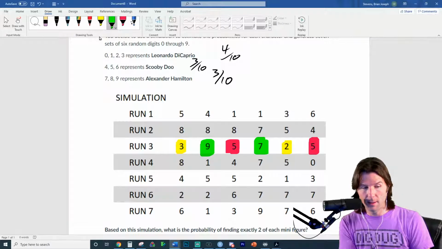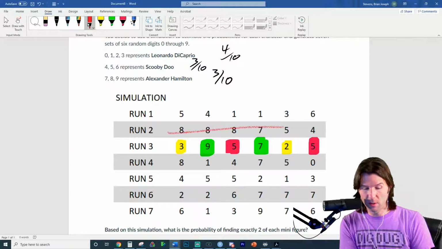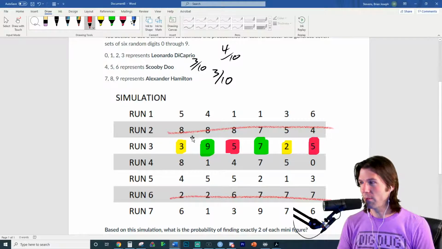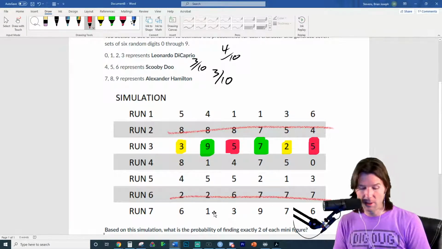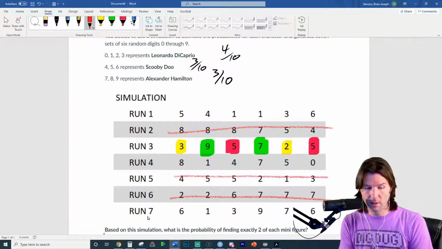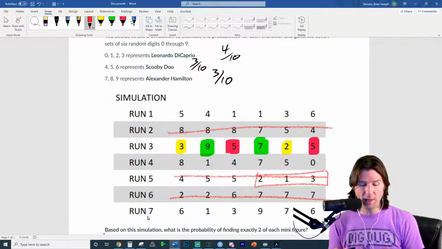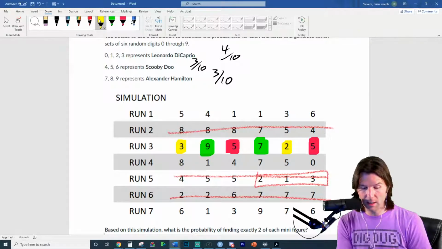Then let's eliminate some of these simulations. This one's eliminated. This one's eliminated because you can't have 3 of one thing, because then you'd have too many of it. That's eliminated. Do I see any others? This one's eliminated right here because you have 3 Leonardo DiCaprios right there. So we only have 2 more candidates just by giving a quick look at it.